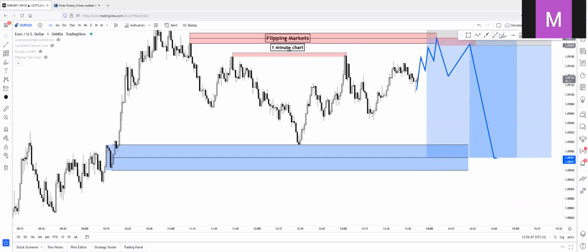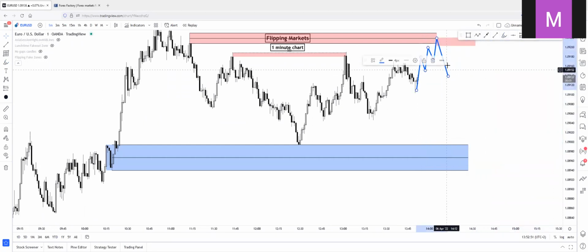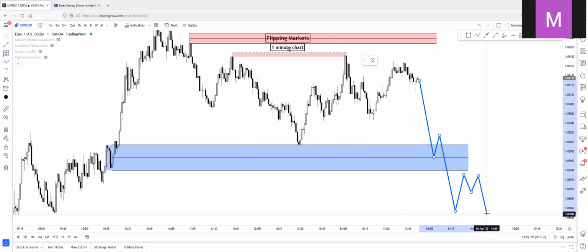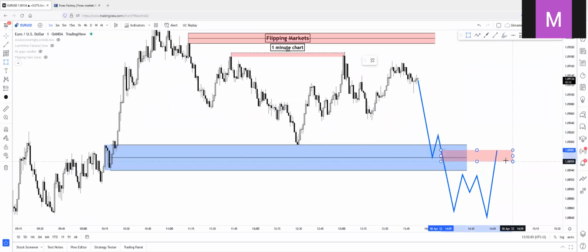If price comes down, let me just remove these drawings from here. If price comes down and mitigates this zone first, and let's say it breaks below this zone and creates a good one minute entry criteria with liquidity and everything we need, you can enter on that 1 minute zone that was the cause of the break.